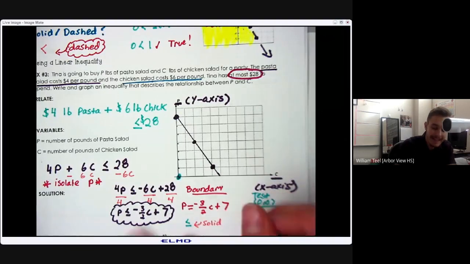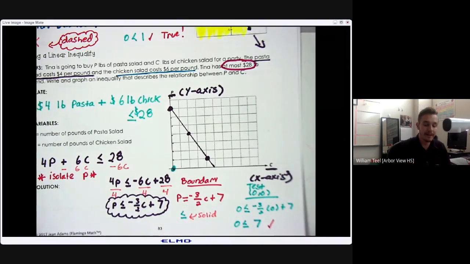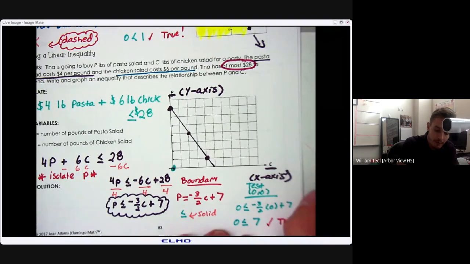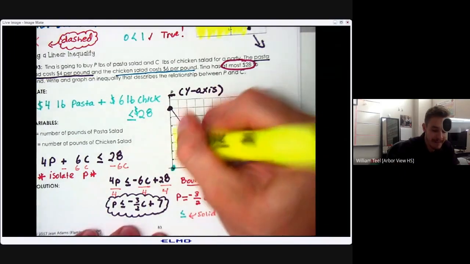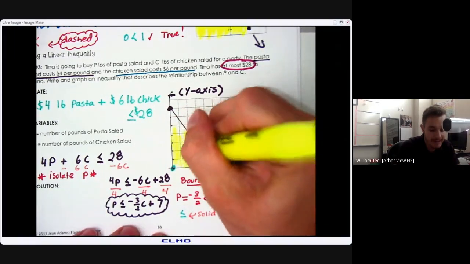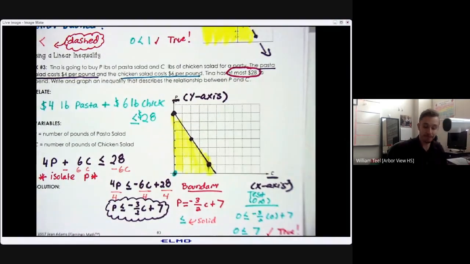So if we plug this into the inequality, I'm going to say 0 is less than or equal to negative 3/2 times 0 plus 7. And that gives us 0 is less than or equal to 0 plus 7, which is just 7. Since this is a true statement, we are going to include the section of the graph that has 0, 0. So I'm saying true. So I'm including 0, 0 in my solutions. So that means I'm going to shade underneath my graph. And that is going to be the solution set.